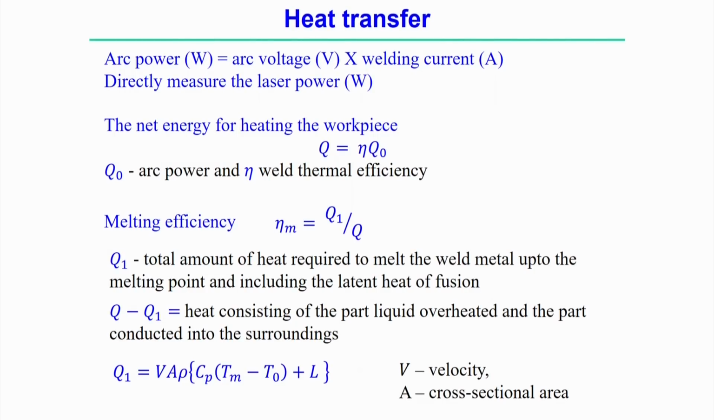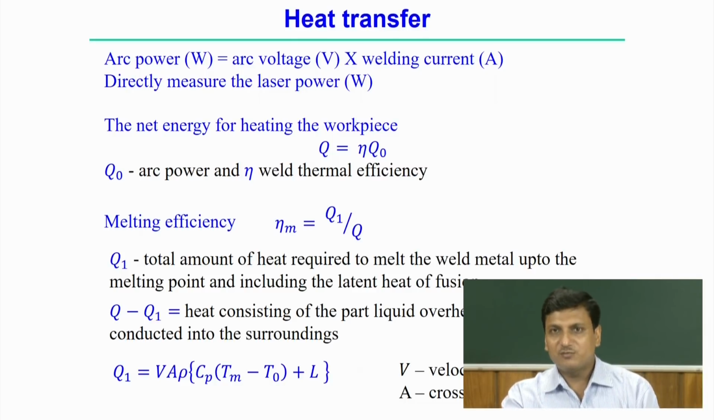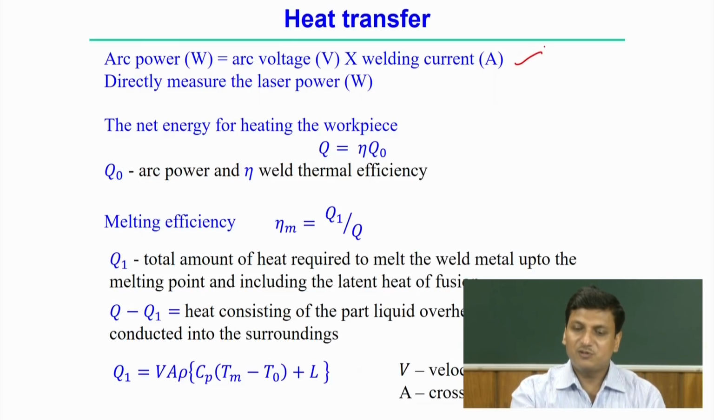Now, some elementary calculations need to be understood for heat transfer in the welding process. Here you can see the arc power. Suppose we assume an arc welding process. The arc power can be estimated from the arc voltage from the machine itself. If we measure the arc voltage and the welding current supplied, we can estimate the arc power, which is the multiplication of voltage and current.